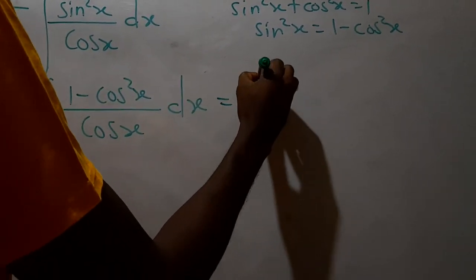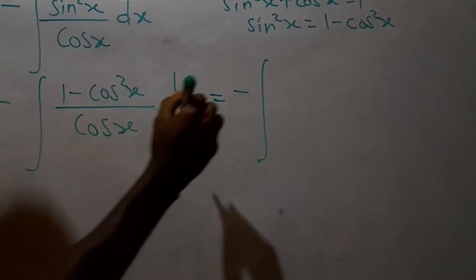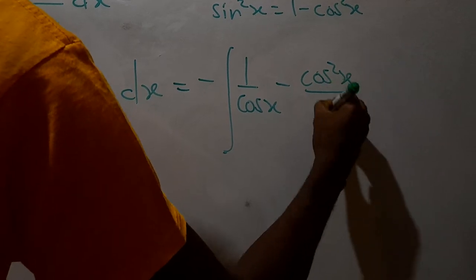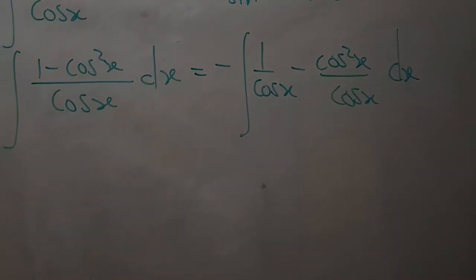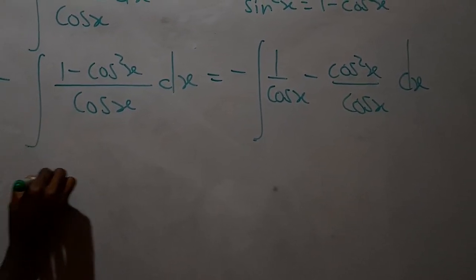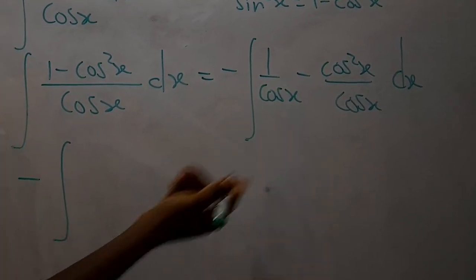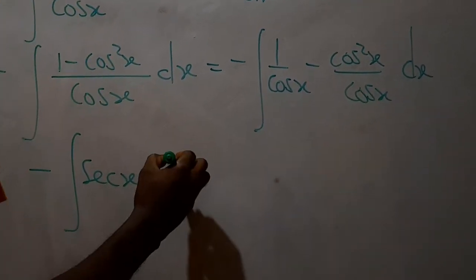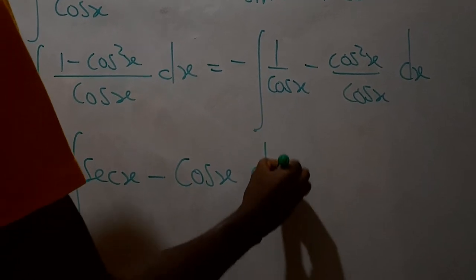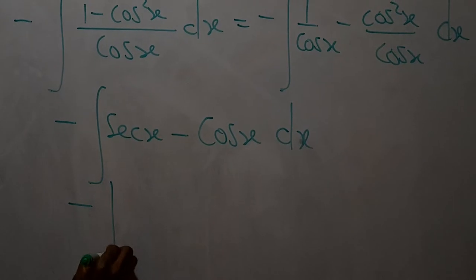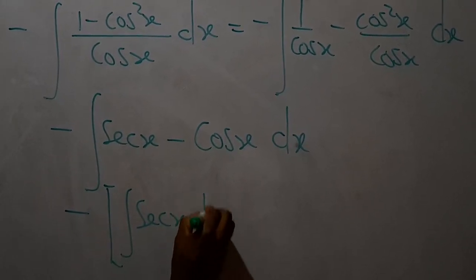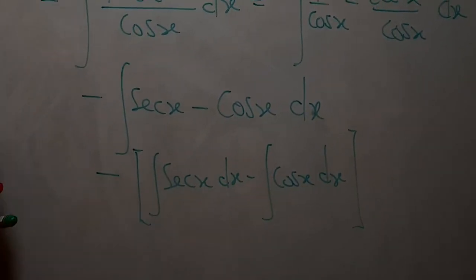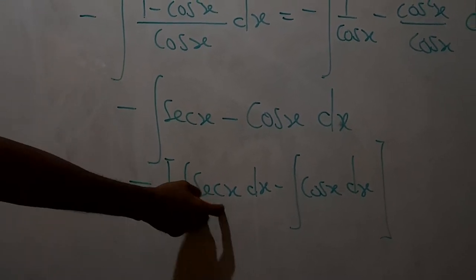Remember, there is a negative here, so we have negative the integral of, we can split this and have 1 over cos x minus cos square x over cos x dx. So we can have negative the integral of, see, 1 over cos x is sec x, so sec x minus cos square x divided by cos x will be cos x, then dx. So you can split this as the integral of sec x dx minus the integral of cos x dx. Now we know the integral of cos x to be sin x. What of the integral of sec x? We have to integrate sec x.